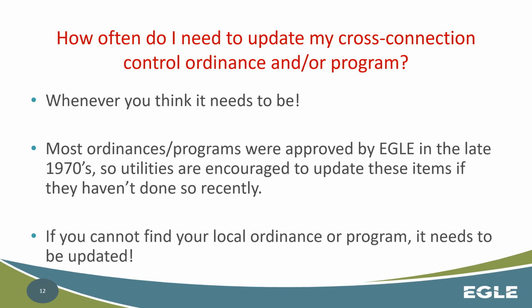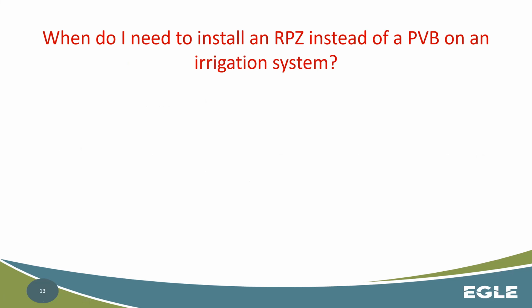If you can't find your local program, you definitely need to update it. Let's get a new one. There are sample ordinances in the cross connection manual. I don't want to call it the rules manual, but I believe that's the name that's still on it. Whatever. The cross connection manual that's on our website has example ordinances and other material in the back to give you at least a start.